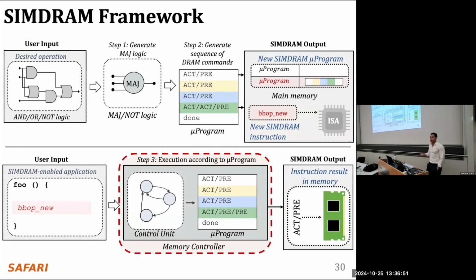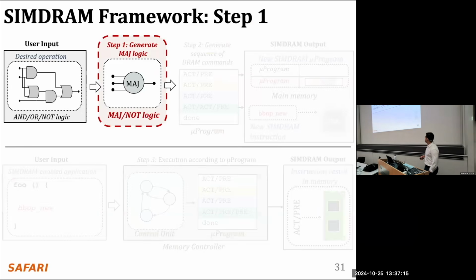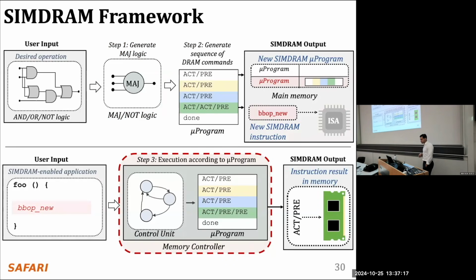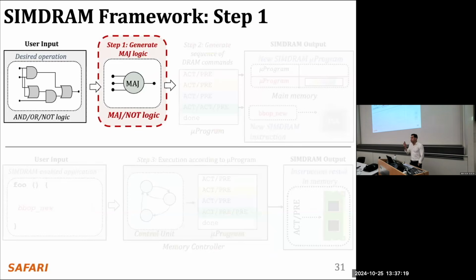Then, during the execution of the application, the user includes this intrinsic inside their application, and then we have a control unit in the memory controller that understands that this instruction is a processing-using-DRAM instruction, fetches the microprogram, and then dispatches one by one the sequence of in-DRAM row copies and in-DRAM activations that realize those in-DRAM operations in the DRAM chip itself. So I'm going to go a little bit into detail on those 3 steps next.